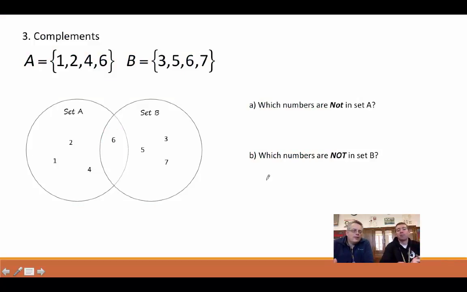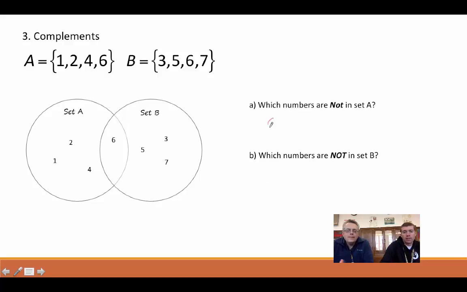The other thing I want to talk about is complements. The complement of set A is everything that is not in set A. So it's everything outside of set A. It says which numbers are not in set A. Mr. Lewis, what are they?